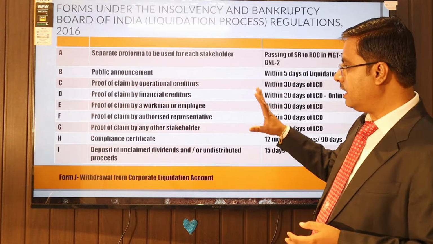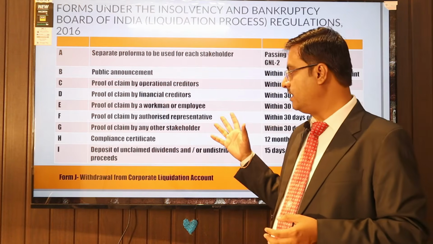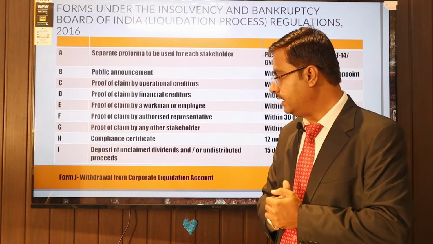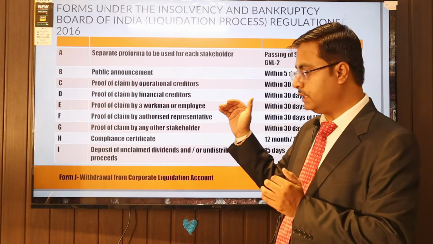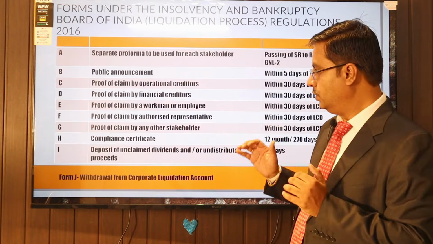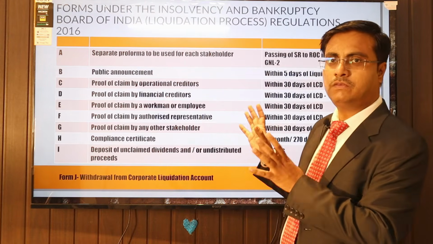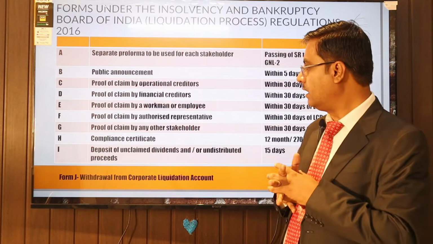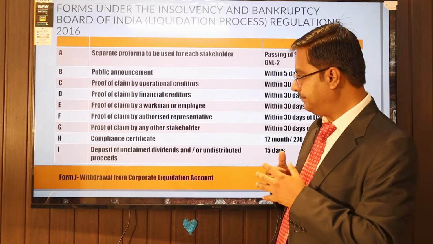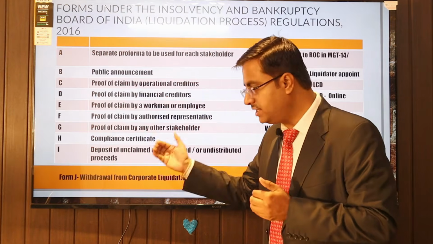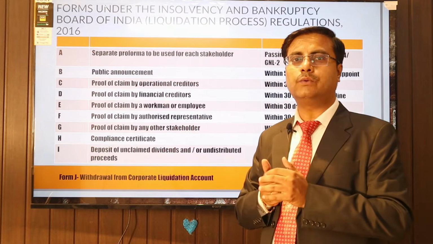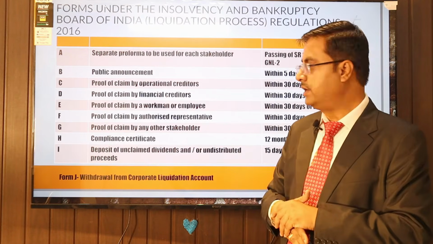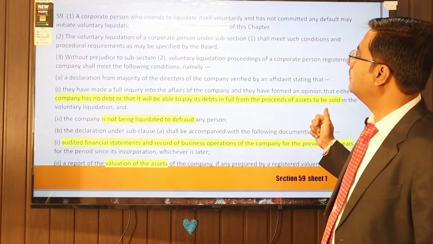So the compliance certificate is there, the preliminary report is there, the final report is there. If anything is left, they can deposit the unclaimed money in the particular IBBI account. For all this process, the company needs to open a bank account. However, the company can file form J if, after filing for voluntary liquidation, they decide they are withdrawing the voluntary liquidation application. Next please.